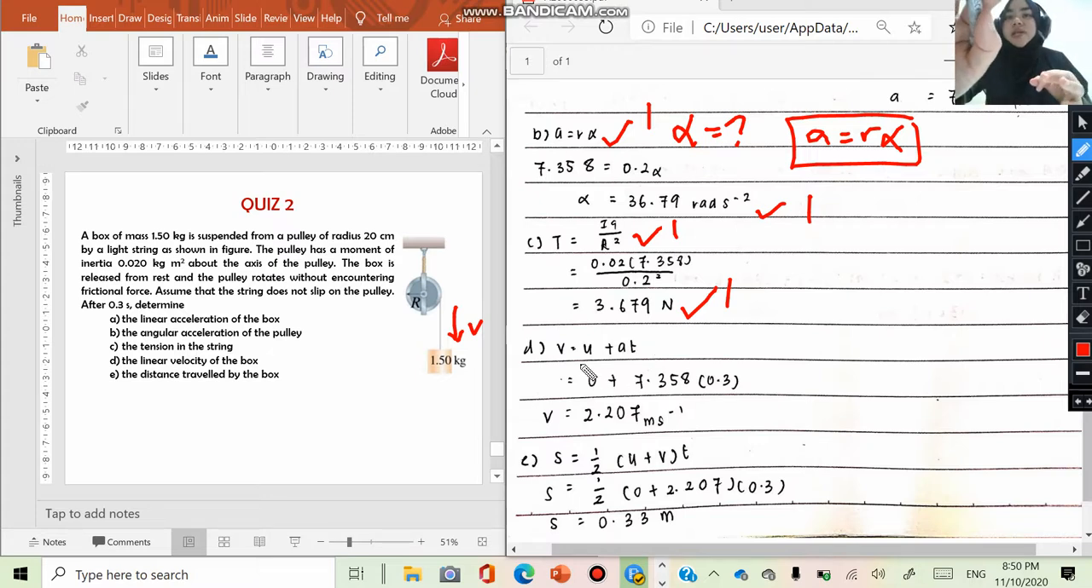So here she said U is equal to 0. Is it right that U is equal to 0? Yes, it is, because it says released from rest. And A is from question A earlier. T is 0.3 according to the statement here, after 0.3 second. So basically it is correct and her answer is correct. V is 2.207 meter per second. Very good, Aina. And the last one, the question asks you to find the distance traveled by the box.